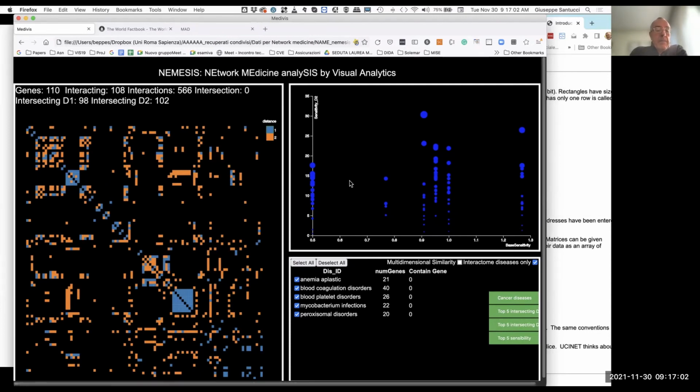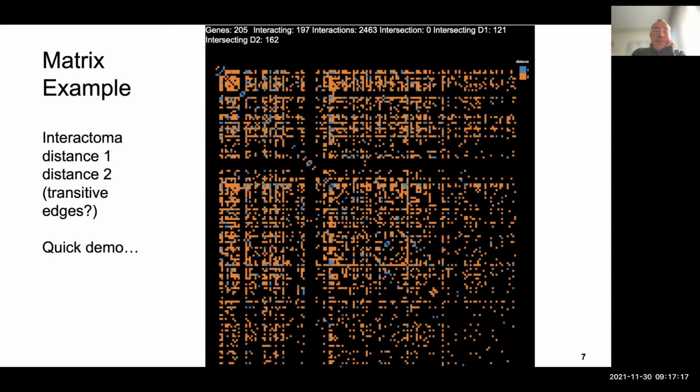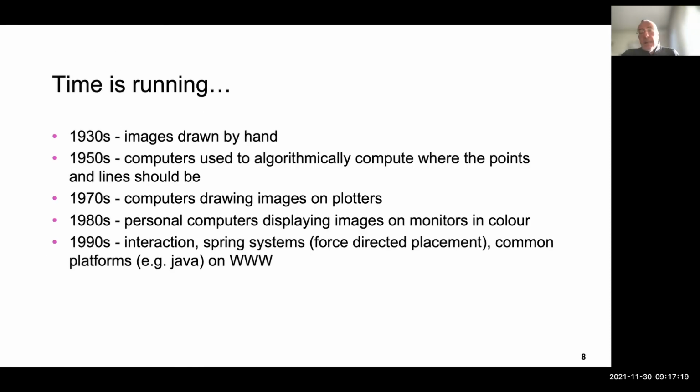However, we can go back, just a moment, to PowerPoint. Now you have a better idea of what an adjacency matrix is. And here this is the story.